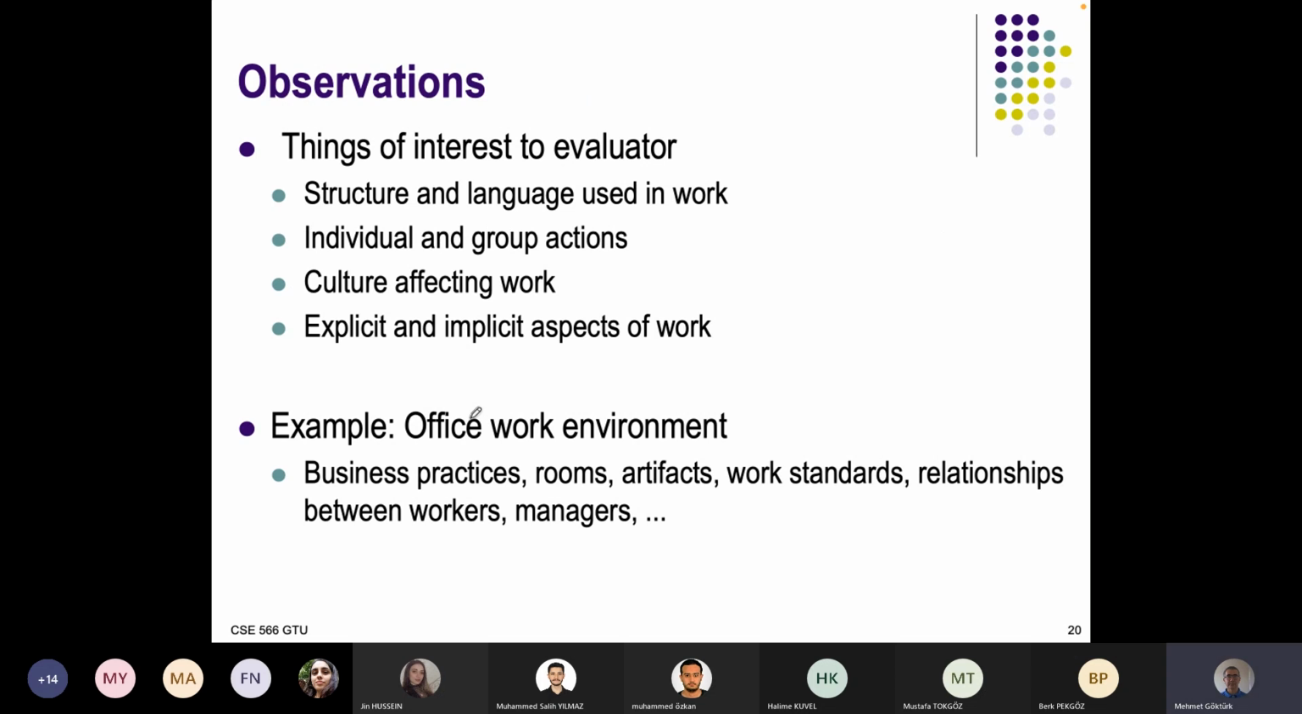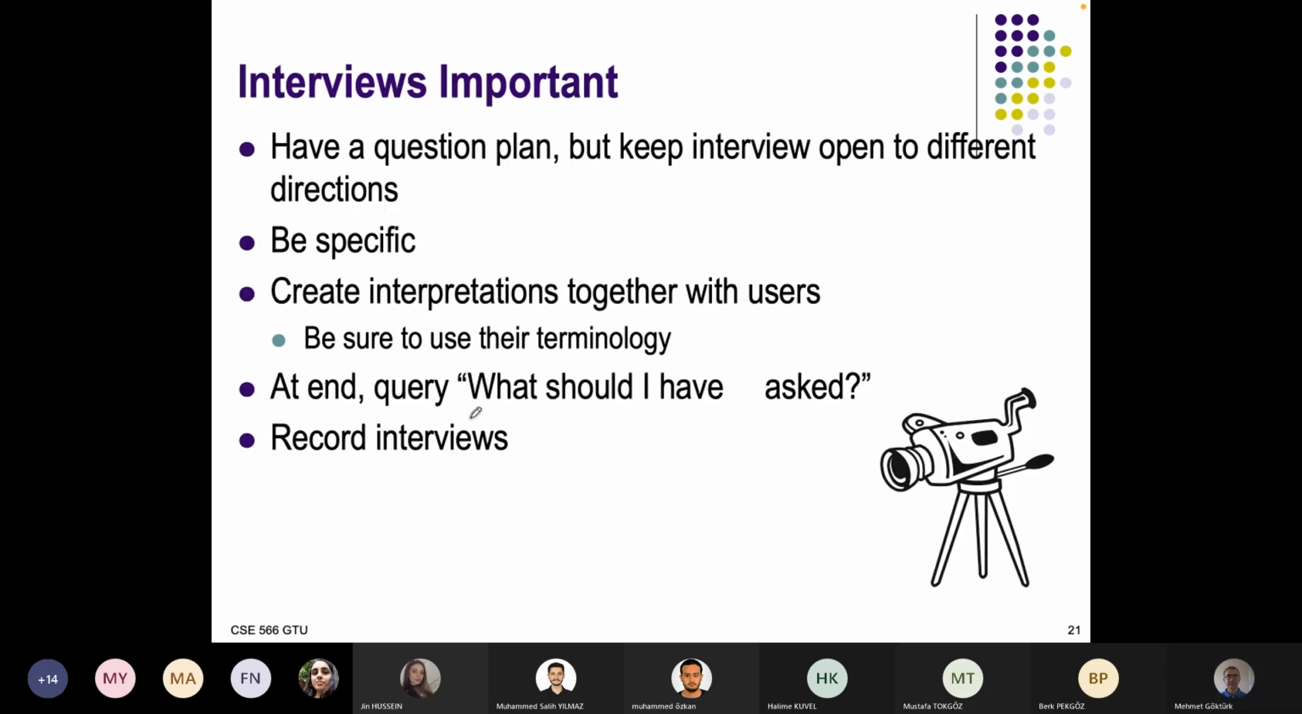What are the interesting things? The structure and language that is used in the work environment. Group actions, individual actions, culture, work aspects such as office environment, business practices, rooms, artifacts, things, work standards, relationship between workers, managers. You need to observe all those to understand what is going on in the office. You need to understand the company practices.